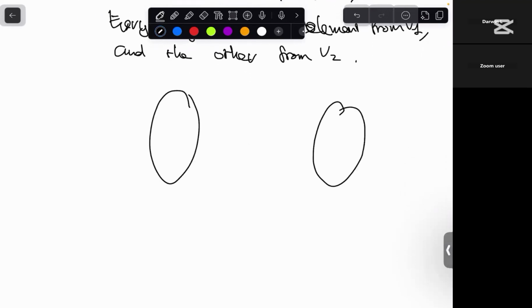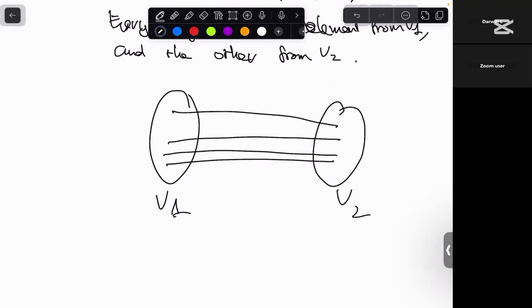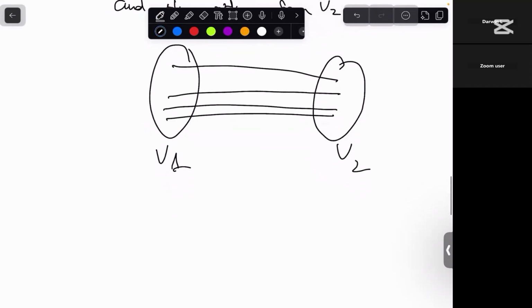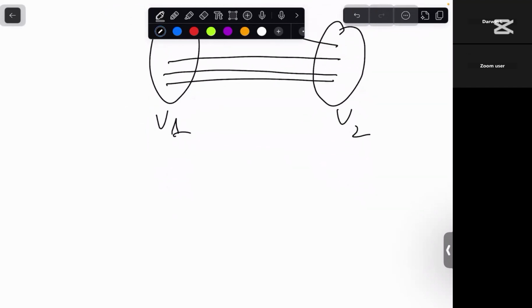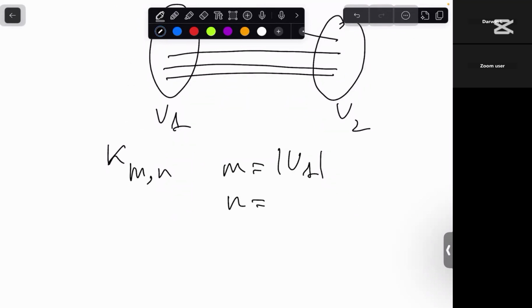So here we have a set of V1 vertices and V2 vertices. So the edges can only go across these two sets. We also have a complete bipartite graph, which is denoted as Kmn, where m is the number of elements in vertex set 1 and n is the number in set 2.